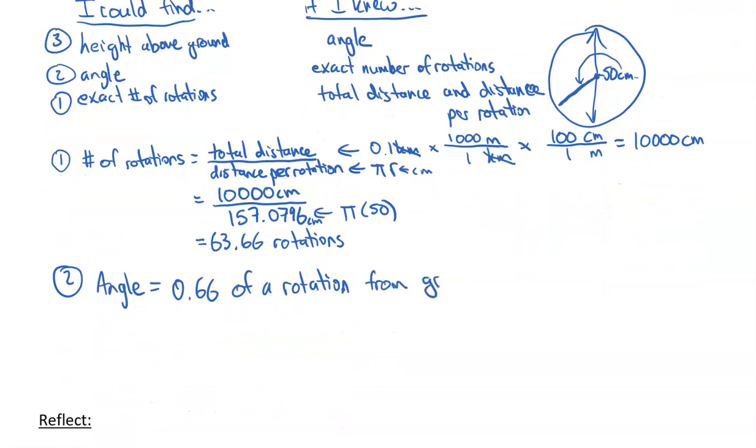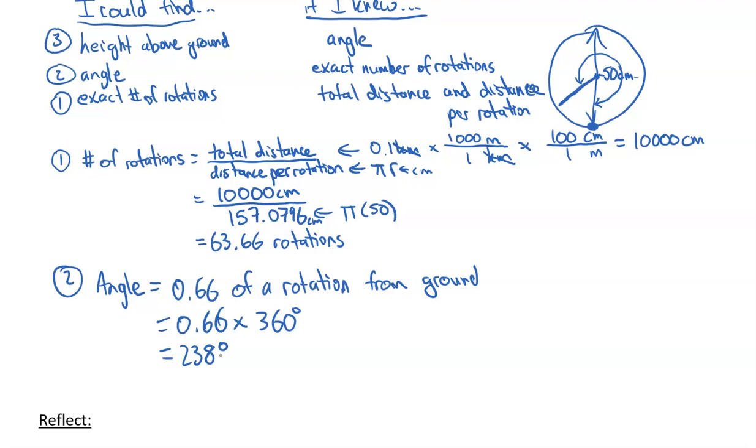From the ground. So we're starting from the ground, and I noted here that it could be from the positive x-axis, but because we're going from the ground, it's actually from here. The angle is going to be measured from the ground, from there all the way around. So 0.66 of a rotation. Well, a rotation would be 360 degrees. So it's 0.66 times 360 degrees, which gives us a number of degrees of 238 degrees.